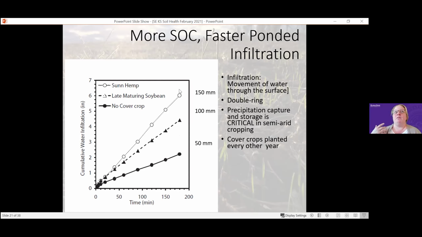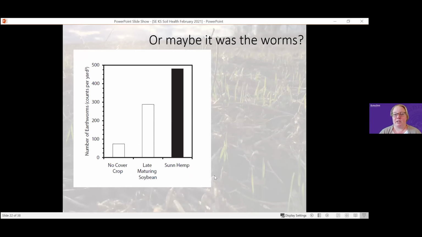And I think, thinking about intense rainstorms, when you get just a ton of rain all at one time, being able to capture it and then store it is critical, especially on the drier side of our state. But it doesn't matter. Even if you're on the wetter side of our state, you still want to capture as much as you can, because once runoff starts, then it will erode soils, and that's a problem. So again, I'll point out that this was just with cover crops planted every other year. This is a profound difference in infiltration.